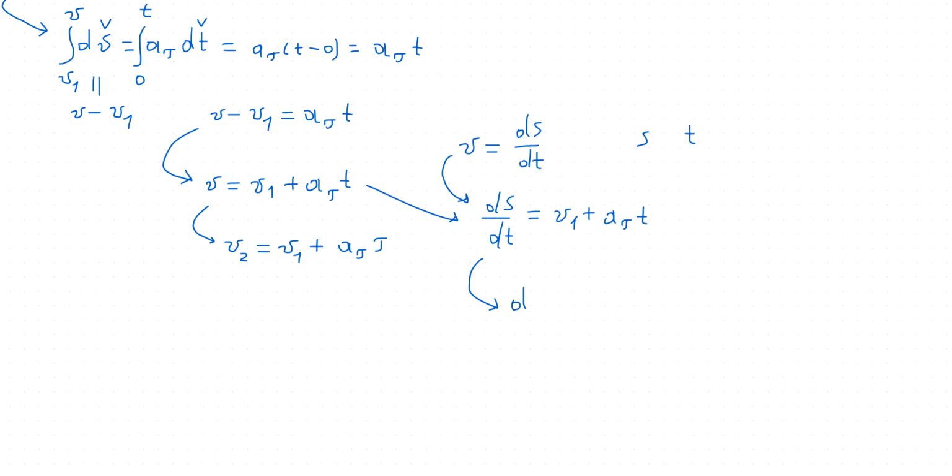So it will be ds is equal to (v1 plus a tau t), multiplied by dt. Okay, do you have any questions about this? No, it's okay.